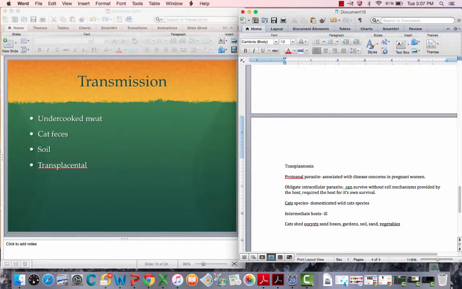So the primary ways it's transmitted is actually contact with cat feces of some sort in soil, but you can also get toxoplasmosis from undercooked meat. If, for example, there's another intermediate host that has the parasite present. And it can also be transmitted across the placenta. This is where the issue comes from with pregnant women. That is referred to as transplacental transmission.